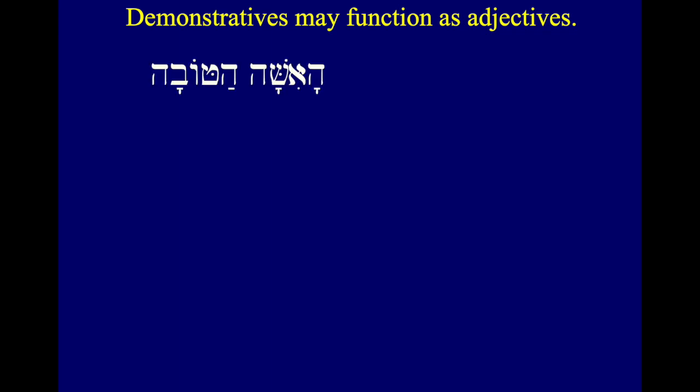Okay, we can have a couple more examples here. Ha-isha ha-tova. Notice we have isha, which is woman. Ha-isha, the woman. It's definite. And then it's followed by the definite article plus the feminine singular form of the adjective tov. Ha-tova. Ha-isha ha-tova.